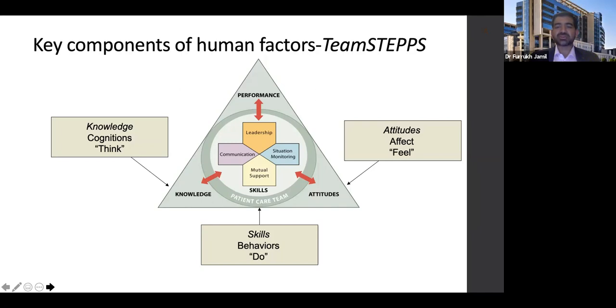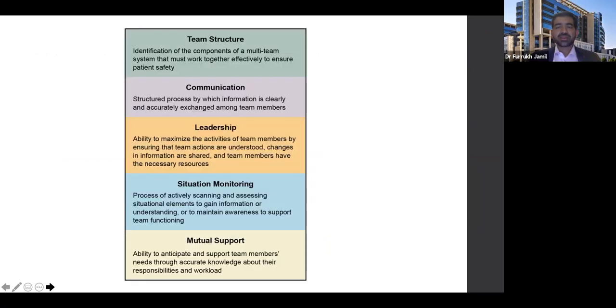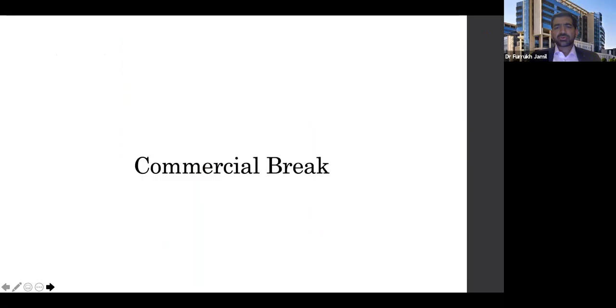And I told you the team around this is the key. So obviously the team building, teamwork, team performance, which result in a good outcome. And here are the five different aspects of the TeamSTEPPS model. So I think we go before we do this model in more detail.